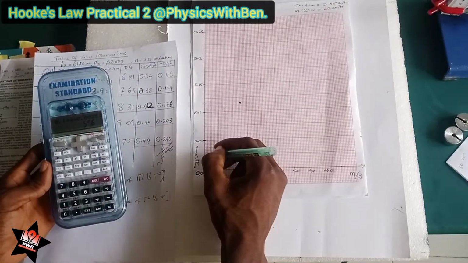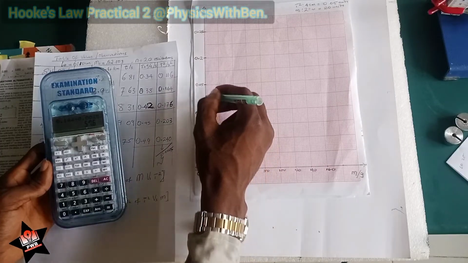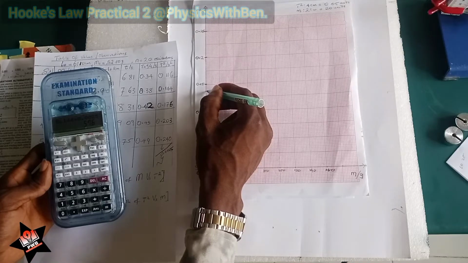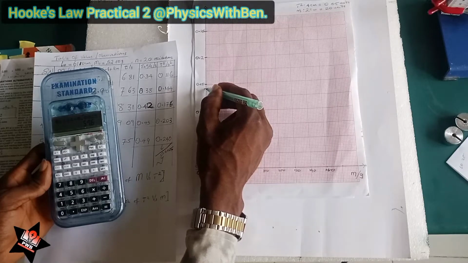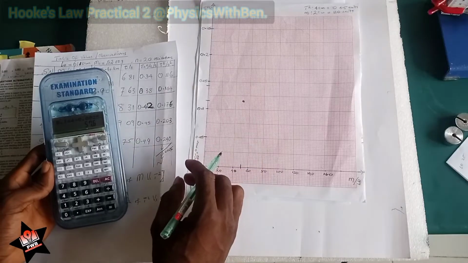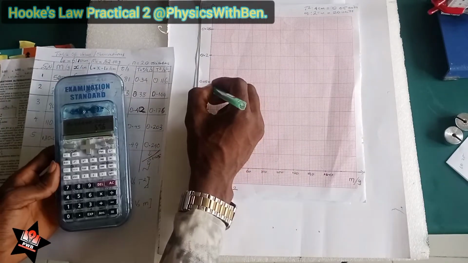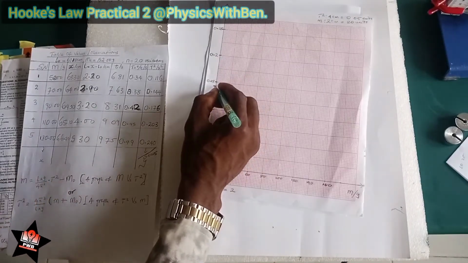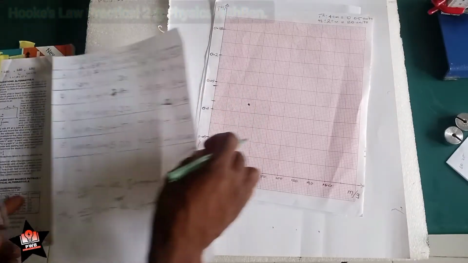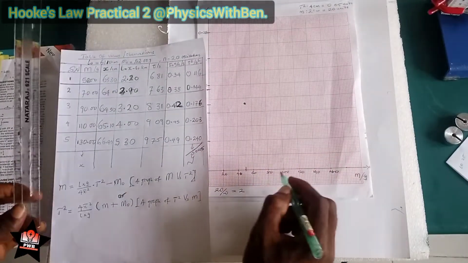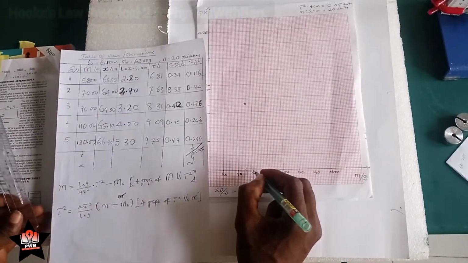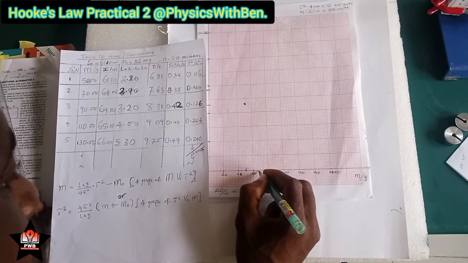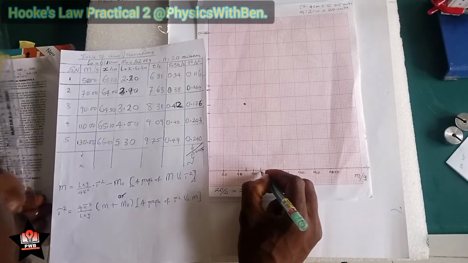So this is 10, 20, 30, 40, 50. 1, 2, 3, 4, 5, 6, 7, and 8. So this is where we find 0.144. That's this point against 70 gram. 70 gram is between 60 and 80. So this is 1, 2, 3, 4, 5. This is 70 gram.